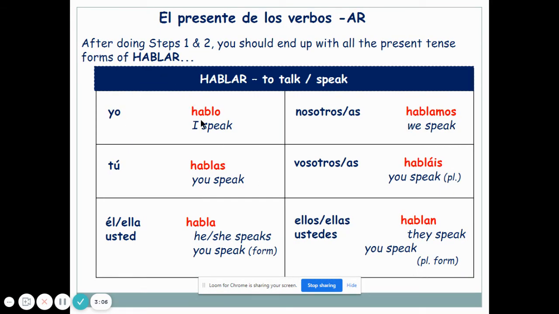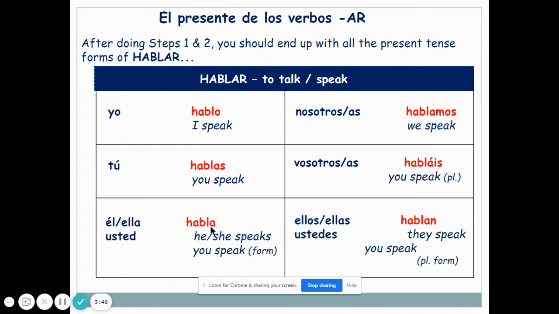So let's look at what it looks like. We're using the verb hablar. You drop the r, you put o, hablo. Yo hablo. So you don't have to put the subject pronoun. In English, you have to put the subject pronoun before the verb. In Spanish, it's inside the verb. So if I say hablo español, hablas español, you're talking about this ending, it's referring to tú. You speak. Habla, he, she, or you in a formal way speaks.